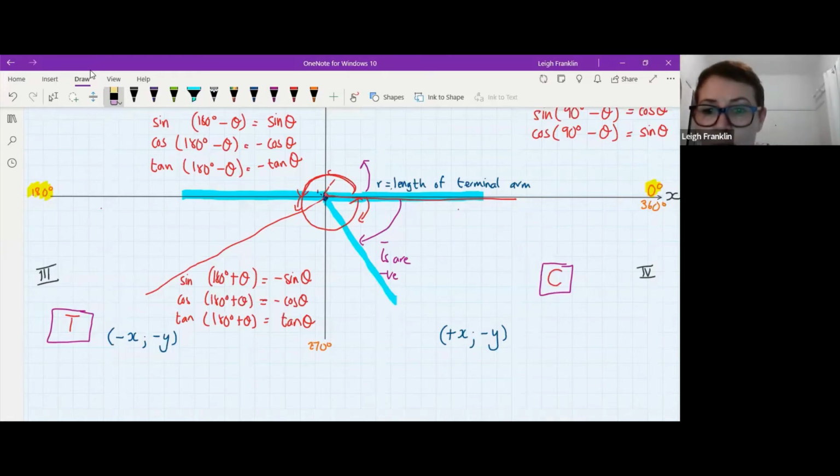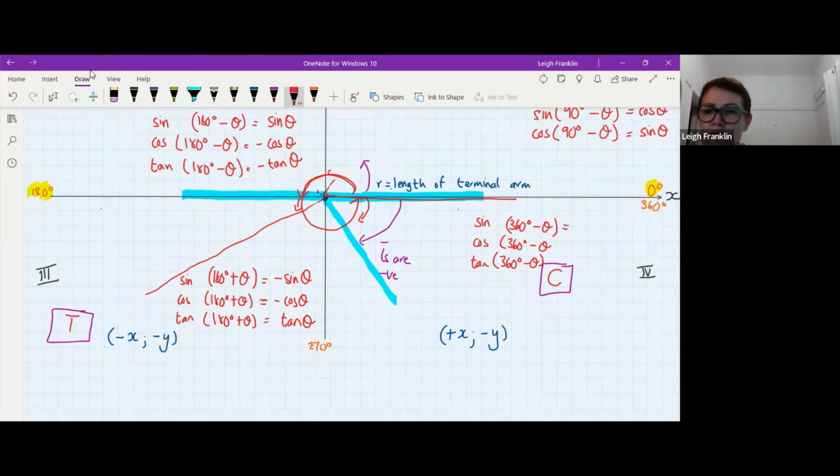All right, so now we've got the reduction formula, 360 minus theta. And we can have the sine of that angle, we can have the cos of that angle, and then we've got the tan of this angle as well.